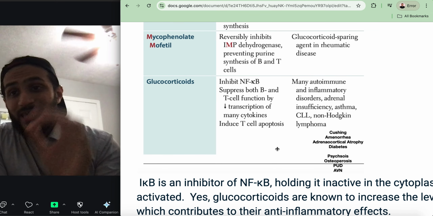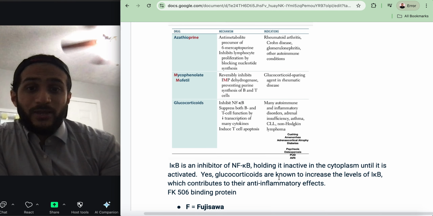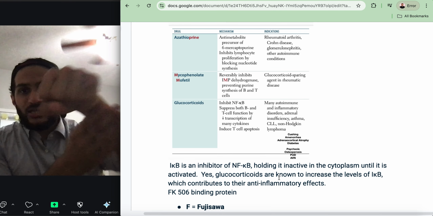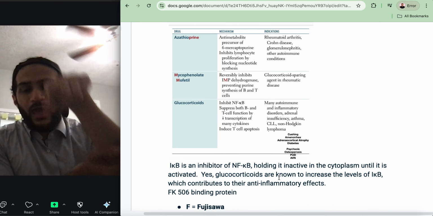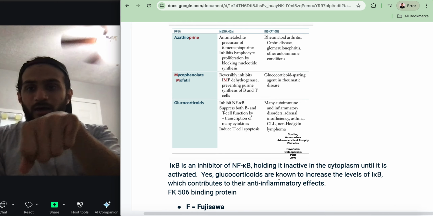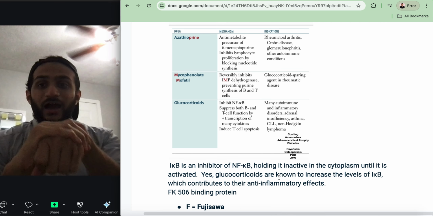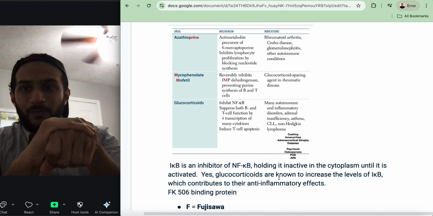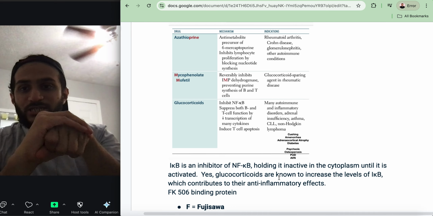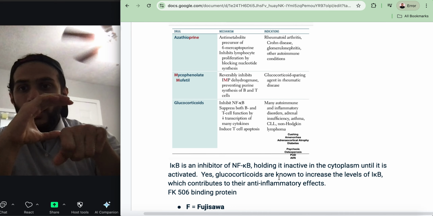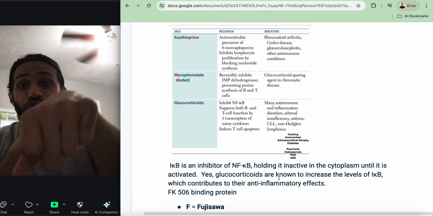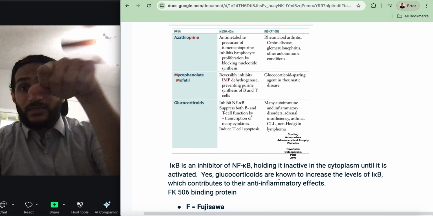Glucocorticoids, very important, inhibit NF-kappa B. One thing First Aid does not mention is that NF-kappa B goes to the nucleus and converts DNA into RNA and makes proteins for inflammation. NF means nuclear factor kappa B. We have I-kappa B, the inhibitor of kappa B. It prevents this from occurring. Essentially this would get phosphorylated, go into the nucleus, convert DNA into RNA, and you would get inflammation. So glucocorticoids want to inhibit this.